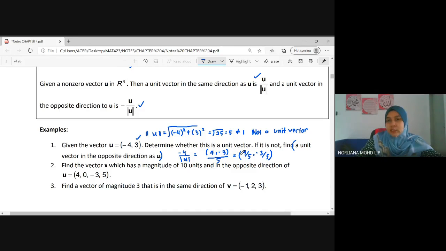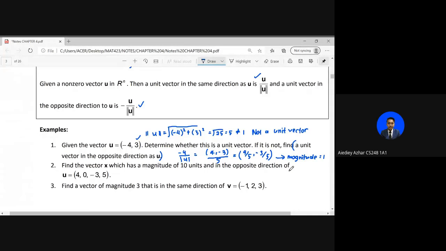If we find the magnitude of this new vector, we get a magnitude equal to 1. You can prove it again. Do you get 1? The magnitude of this one equals 1. Try and prove it again. Okay, there is a question here. Do you understand? Okay, number 2.